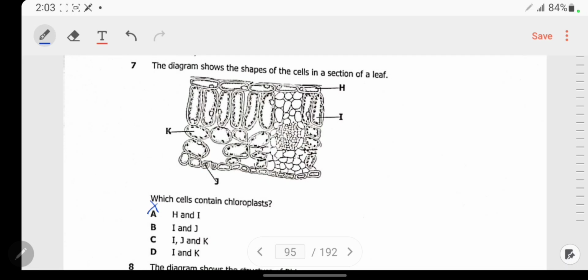Oh, sorry. J is the guard cell, unless they pointed to one of these areas which might represent the lower epidermis. But since J is the guard cell, in the guard cell there is no chloroplast. Since there is no chloroplast in J, the correct answer would be I, which is the palisade, and K, which is the spongy mesophyll. So the correct answer is D, I and K.